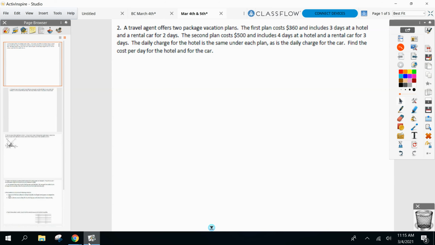This is what we did, I think, either the first or the third day of this unit. Probably the first day. So as you guys read through it, pretty basic, right? First plan, $360, 3 days at a hotel, 2 days at a rental car, okay? Next time, though, it cost me $500 to go 4 days at a hotel and 3 days at a rental car. What's the charge for the hotel? What's the charge for the car?